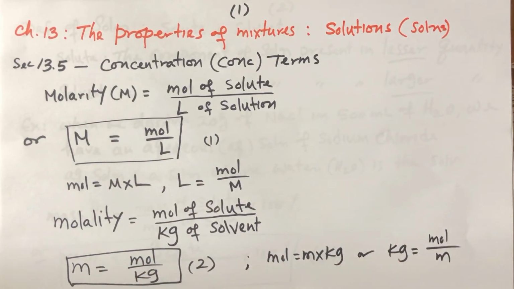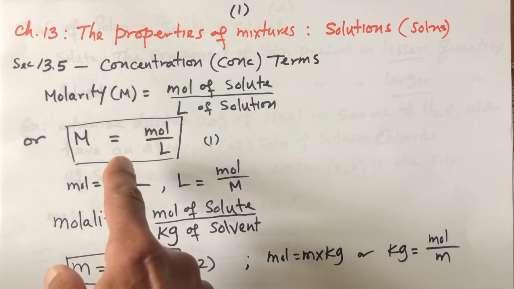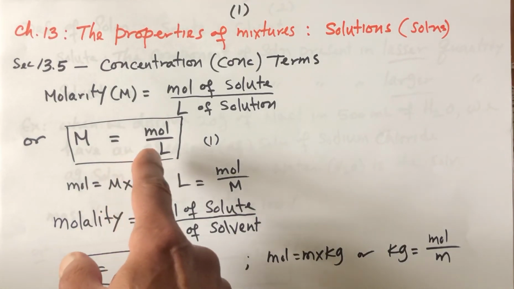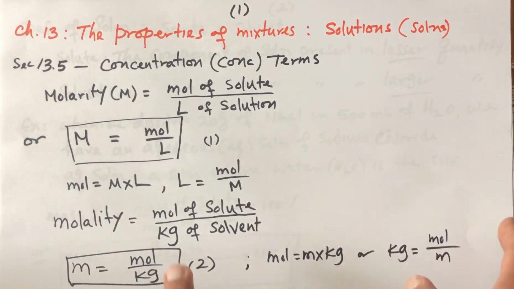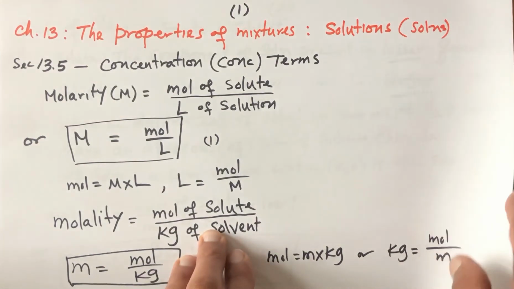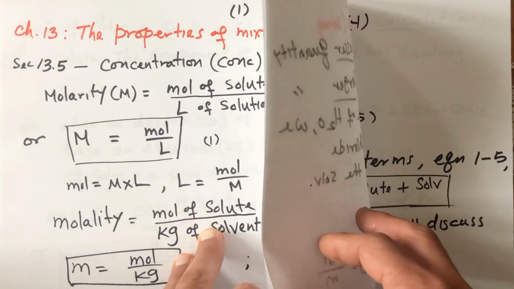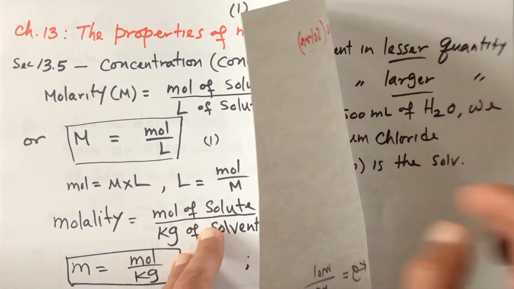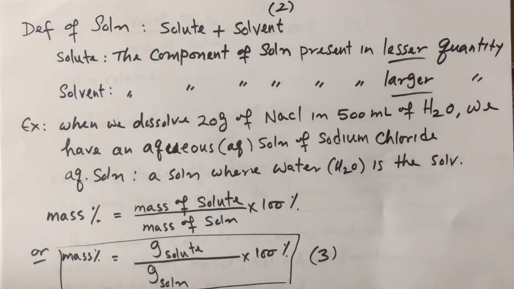Please do not confuse the units and the symbols for each concentration term. Lowercase m refers to molality, and capital M, moles per liter, is molarity. It's important to distinguish the two. Now let's go to the next slide.